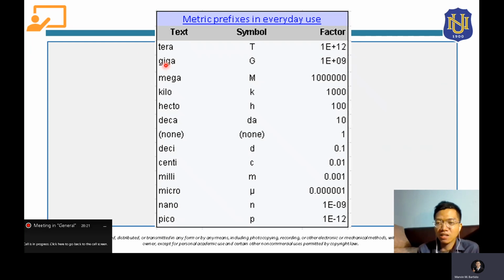For giga, let's say 1 gigameter, that is equal to 1 with 9 zeros to the right, meter. For mega, that will have 6 zeros. For kilo, 3 zeros. Hecto, 2 zeros. Deca, 1 zero. For deci, let's say 1 meter, that will be 0.1 decimeter. 1 meter will be 0.01 centimeter. 1 meter will be 0.001 millimeter. And so on for this. So you have to be familiar with these prefixes.